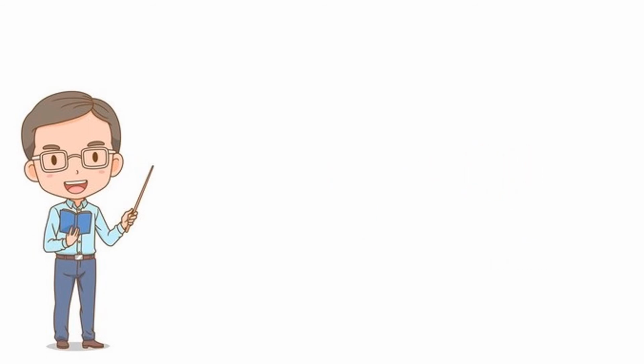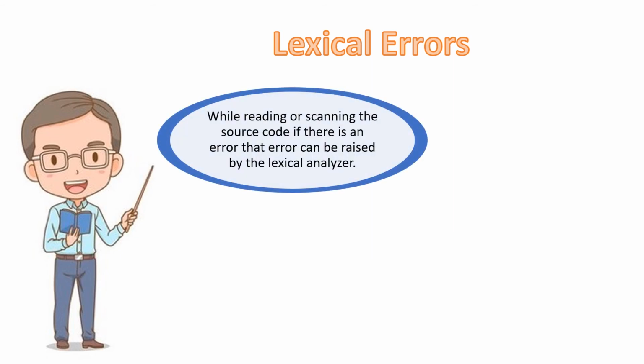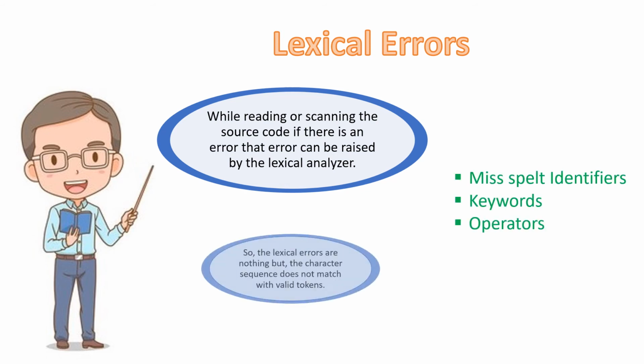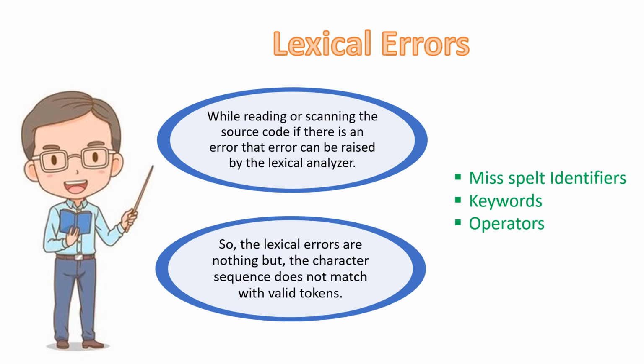Next, coming to lexical errors. Lexical errors are also called source code errors. While reading or scanning the source code, if there is an error, it can be raised by the lexical analyzer. Generally, lexical errors are very difficult to identify because the errors raised are misspelt identifiers, keywords, operators etc. So, the lexical errors are nothing but the character sequence not matching with valid tokens.